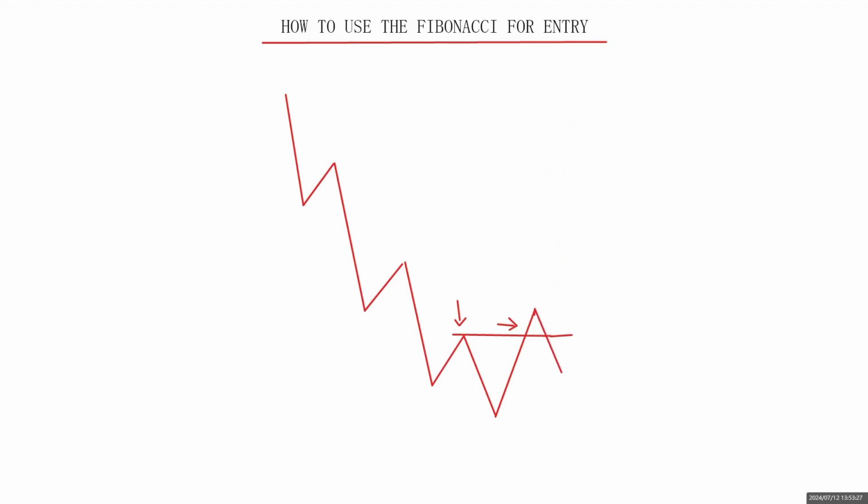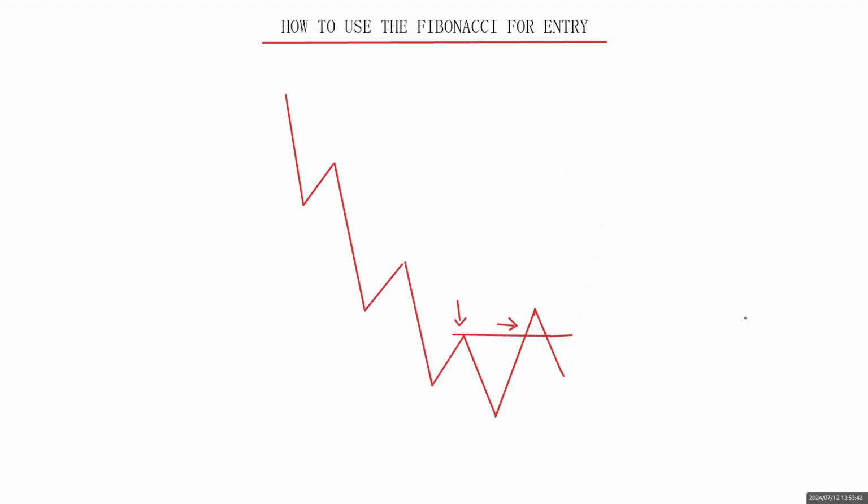Usually prices go back, in this case, to grab more bulls and take the bulls up to take profits. Okay, prices doesn't do this 100% of the time. It does this about 80 to 90% of the time. Okay, so now how can we apply the Fibonacci for our entry?